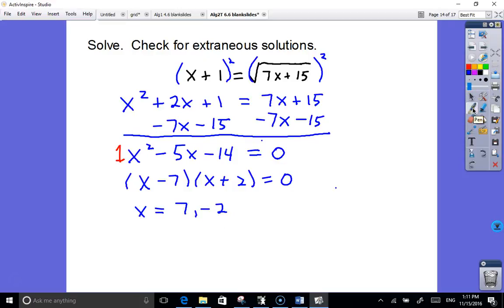So let's see. I'm going to come up here and erase this because I need to check it in the original equation. And you could see that I changed that a little bit. That's good enough.